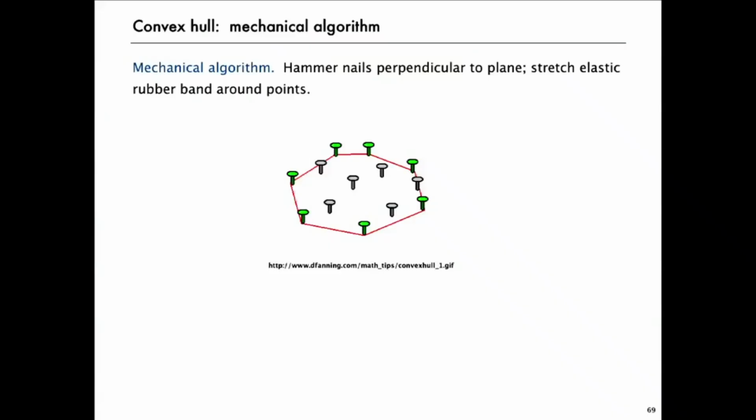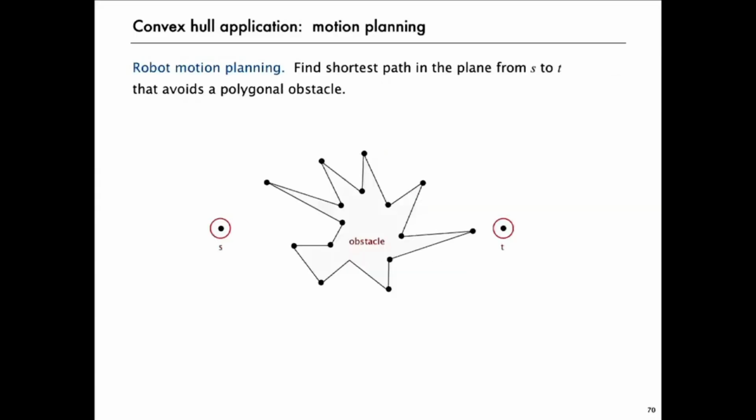Well, there's actually a way to compute the convex hull just mechanically. If you put nails around the points and put a rubber band around them, that gives you the convex hull. Now, we're not going to be able to really implement that in a computer program, but it's surprising how well we can do. Here's an application where people want to compute the convex hull.